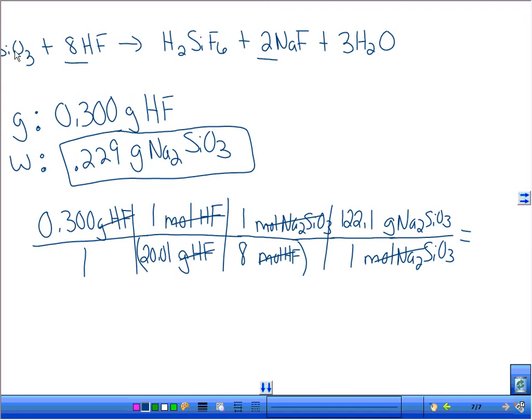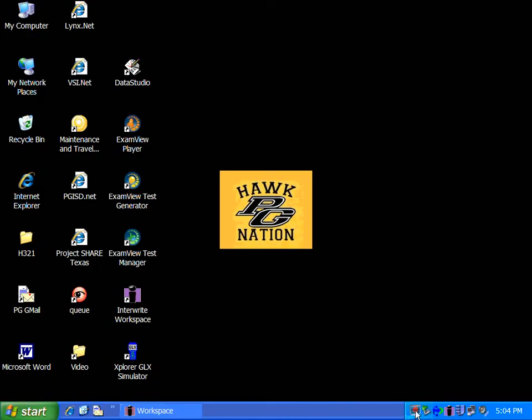Hopefully this helped a little. Again, this is the mass problem. If you just look where you're going, unless your tic-tac leads you, it'll lead you exactly where you need to go. And I think most of you got really good at stoichiometry when you had pre-AP. So that's all for today.